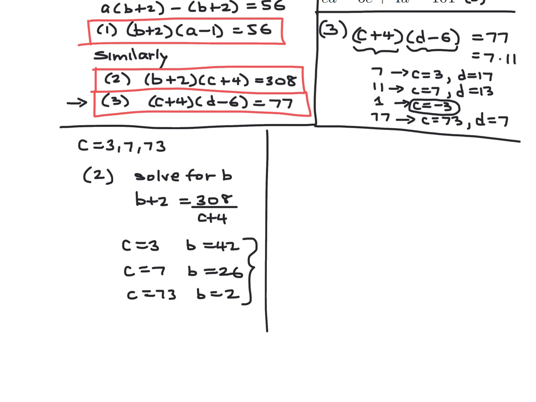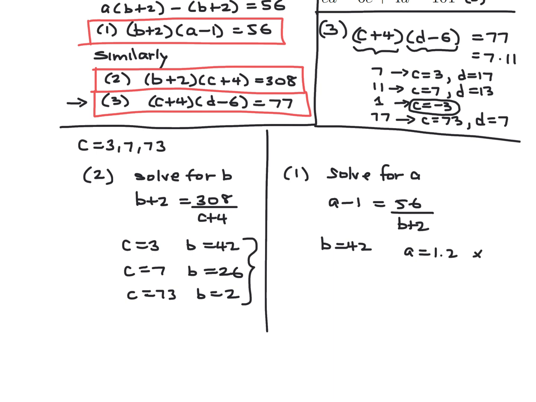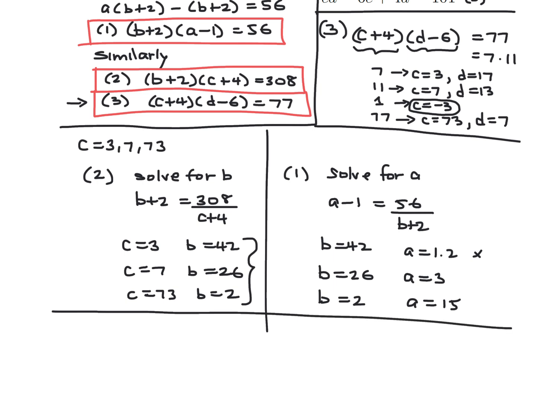Now let's concentrate on solving for a, and we'll use equation 1. Equation 1 states that a minus 1 is equal to 56 over b plus 2. When b is 42, we get a equal to 1.2. That's no good because it's got to be an integer. When b is equal to 26, we get a equal to 3. And when b is equal to 2, we get a equal to 15. So those are the only ones that worked as integers.